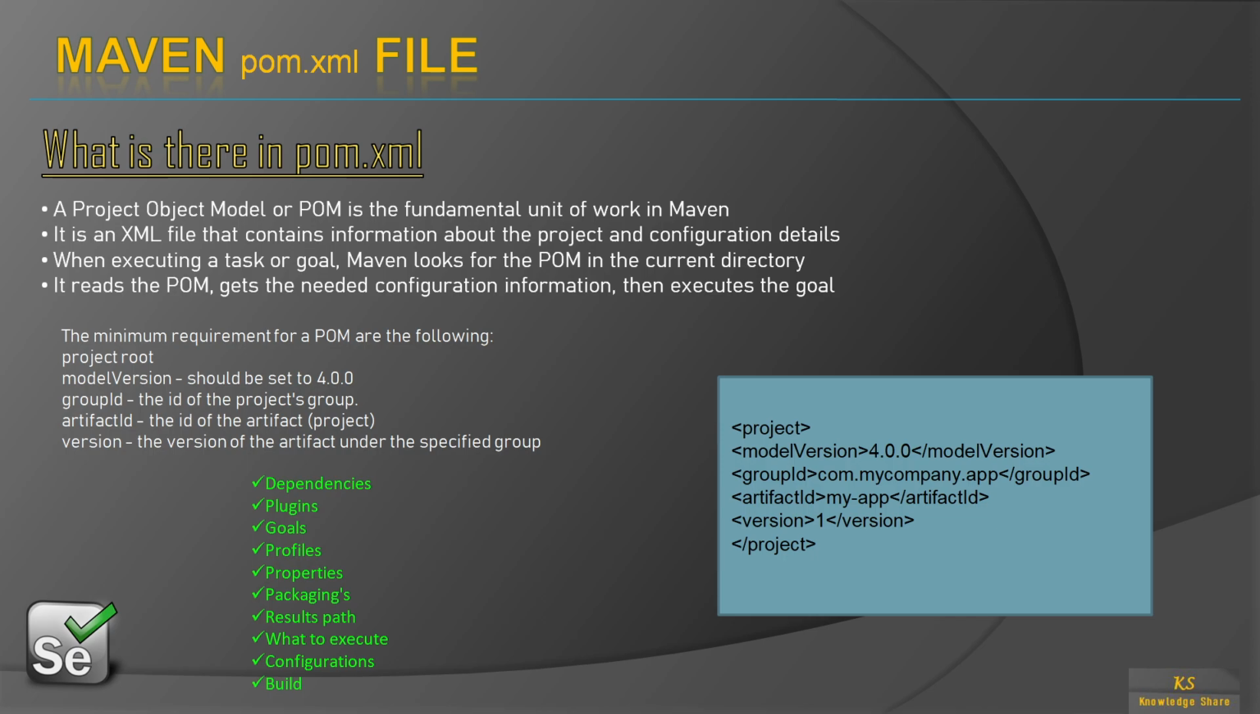Once your project or your goals are executed, it will fetch the pom configurations, and based on that it will execute your test or run your project. The minimum requirement for the pom is a project root, as we discussed. This is the structure of the default pom.xml when it is created. It contains dependencies, plugins, goals, profiles, properties, packagings, and results path. You can specify where your results are stored, what to execute, and the configurations and build, everything in pom.xml.